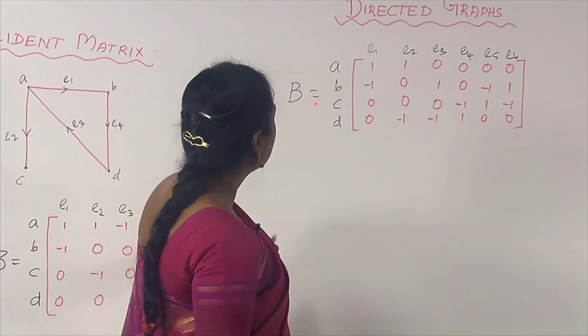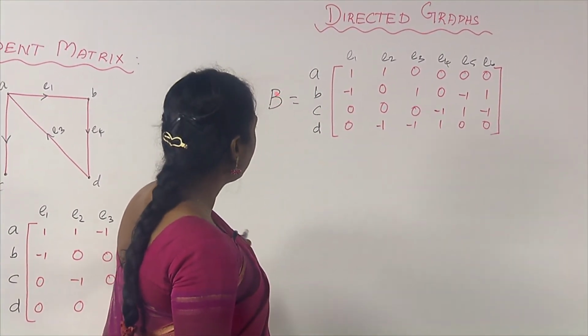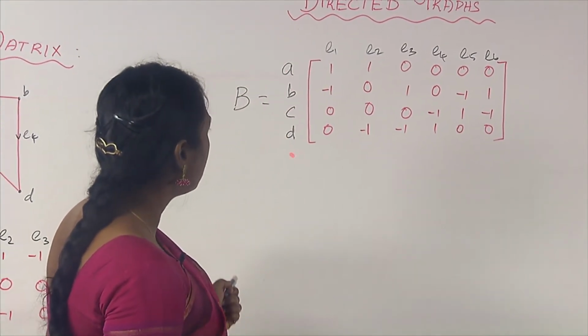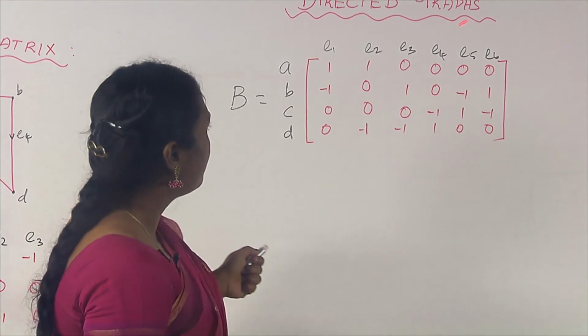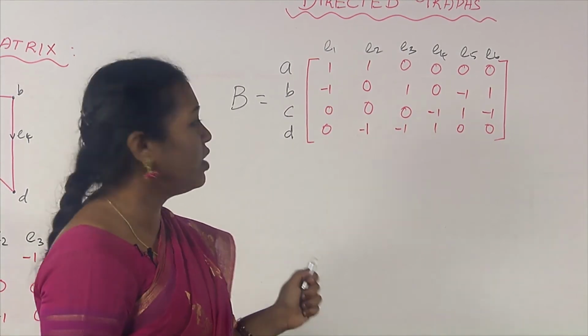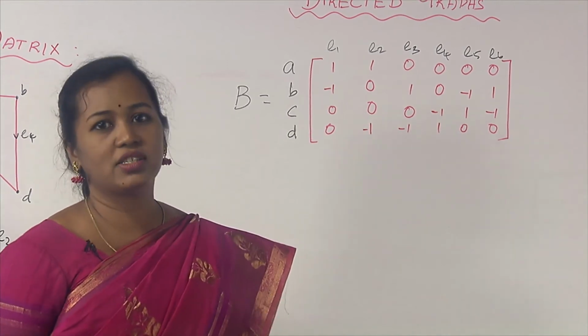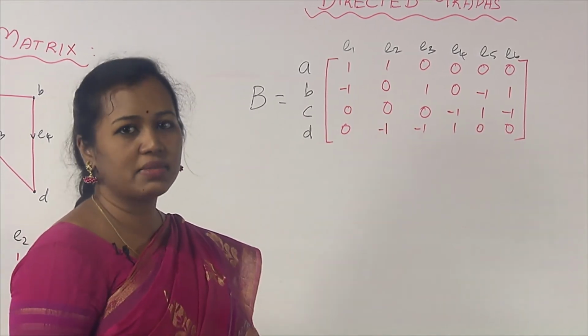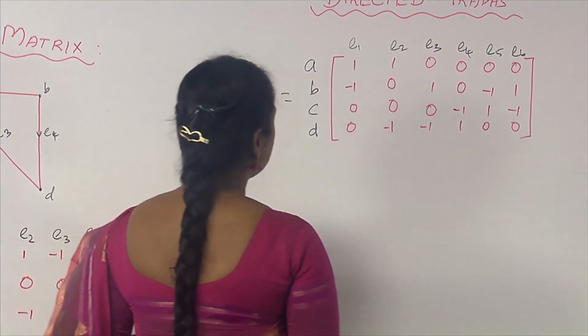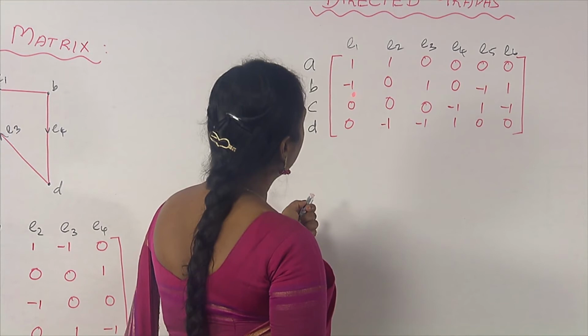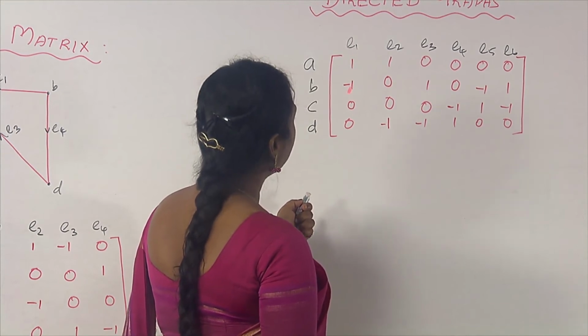I have an incidence matrix B here. All the vertices A, B, C, D are written column wise here. Row wise we have 6 edges, E1, E2, all the way up to E6. I am going to show you how to construct the graph from the incidence matrix. So A, B, C, D, there are 4 vertices, and now let us look at E1. Here there is 1 and minus 1.